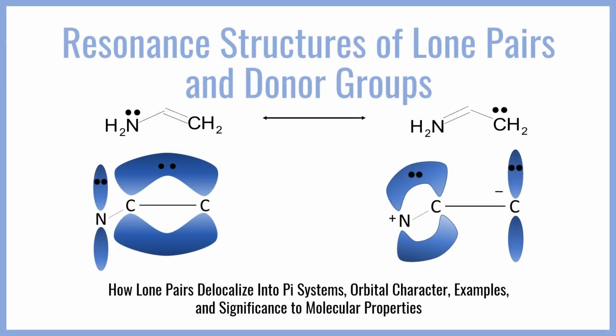In this video, we're going to be taking a look at the resonance structures that form when a lone pair, also known as a donor group, is adjacent to a pi system. We're going to be looking at how lone pairs can delocalize into a pi system, what kinds of orbital interactions and orbital characters are associated with a lone pair, some examples, and we're going to look also at how this impacts the property of the overall molecule. Let's go ahead and get started.